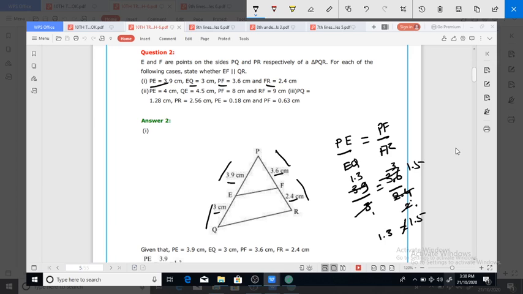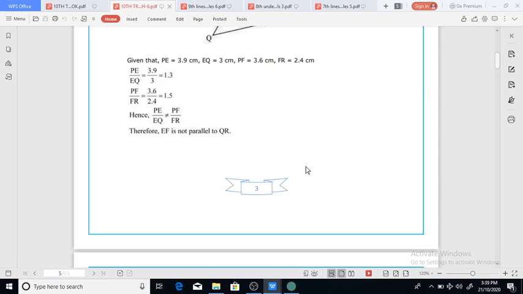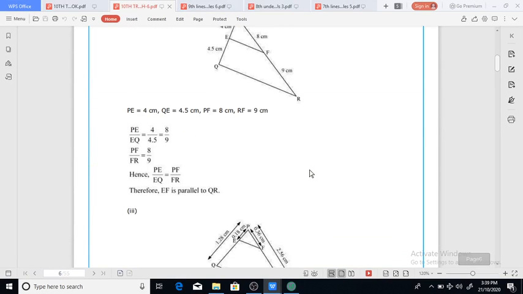If the proportionals are not equal, you can easily say EF is not parallel to QR. EF and QR are not parallel, because the proportionals are not equal here: LHS is 1.3, RHS is 1.5. So next, go through the second question. It is here.